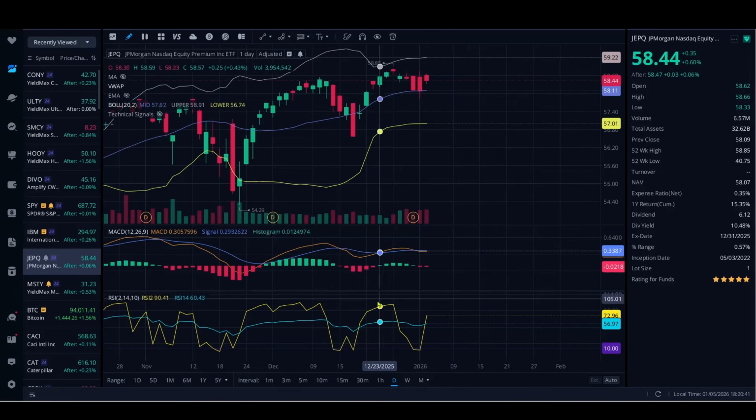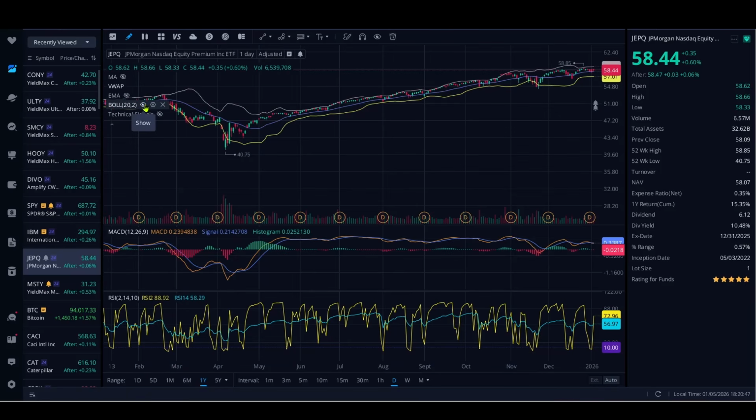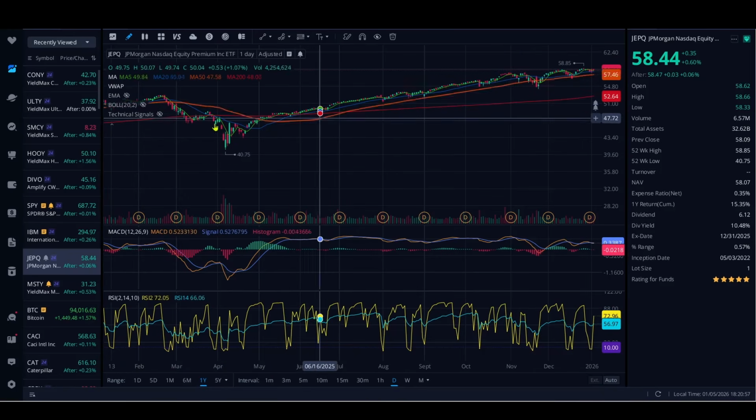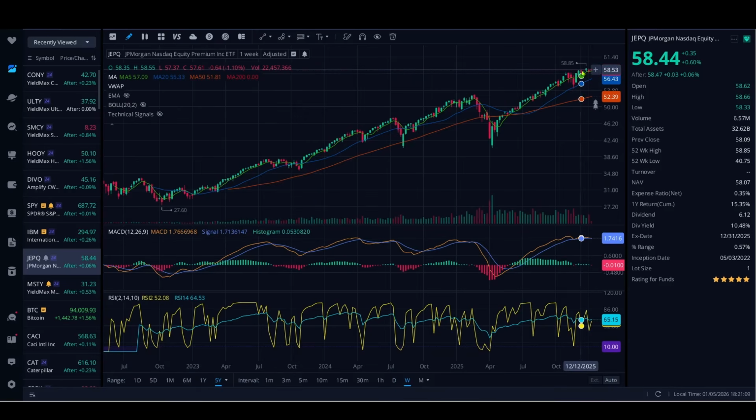Well, just like DIVO, if we look at that 1 year chart and I turn off the Bollinger Band and I turn on that moving average, you can see that red line right there is the 200-day moving average, and it just stays above that 200-day moving average. And if I look at that 5-year chart, it is going up and to the right here as well. Now, you don't see a red line because JEPQ has not been out for 5 years. It came out around May of 2022. So for that reason, you won't see a red line, but you can see the chart for yourself that it is moving up and to the right.